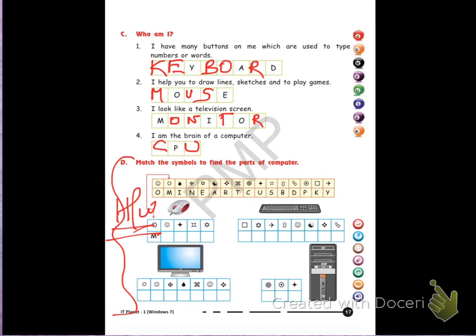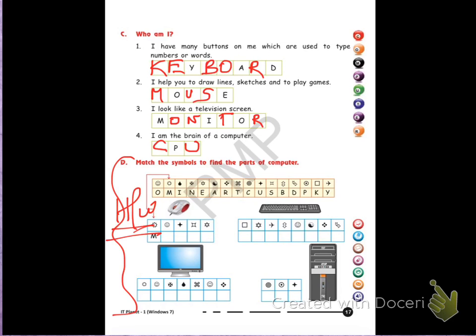I have many buttons on me which are used to type numbers or words. Who am I? Tell me, children, which is that particular device which has buttons by the help of which we are able to type numbers or words? It is keyboard.